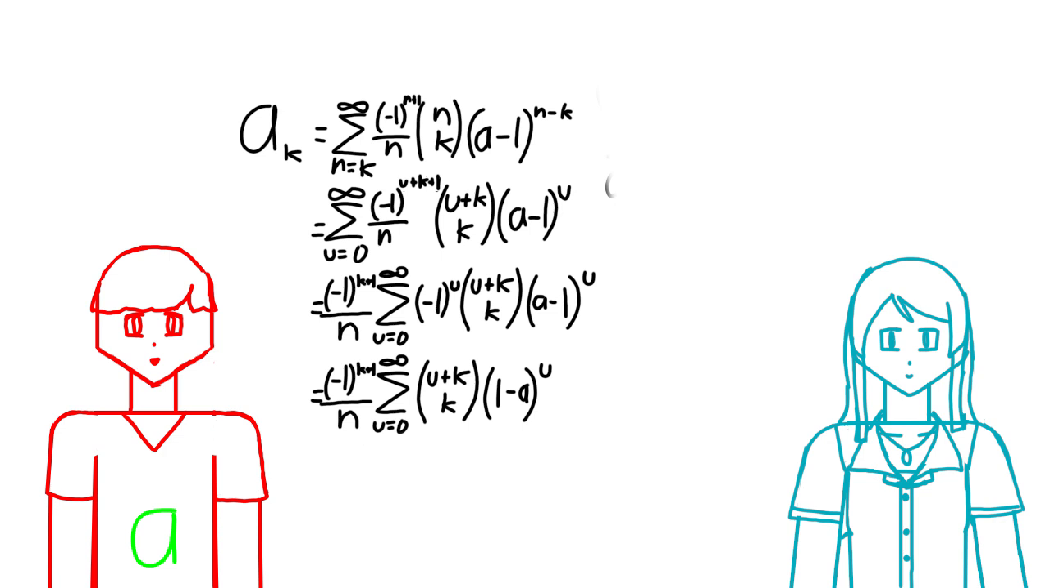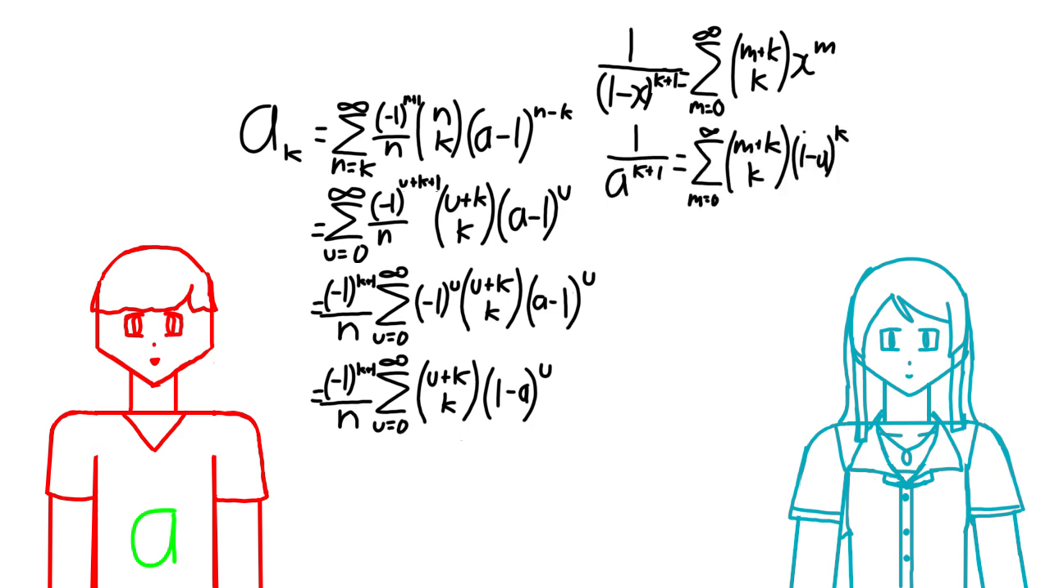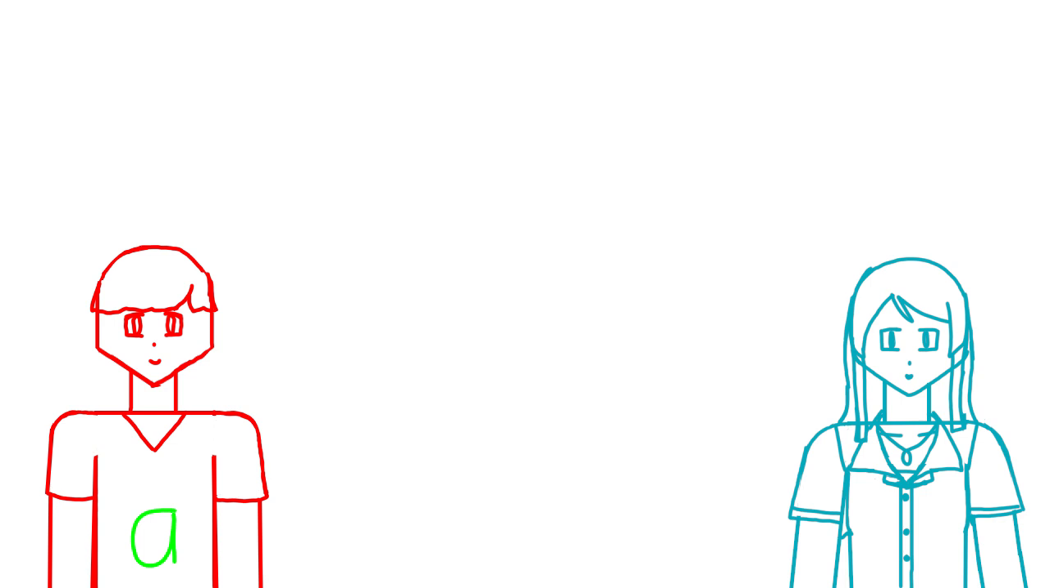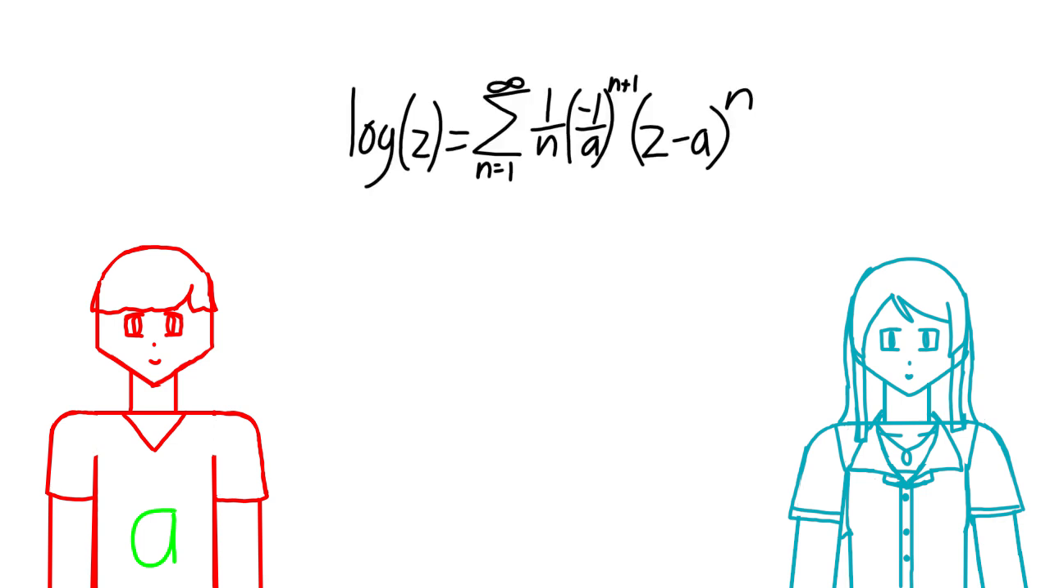Now, does this look familiar? Not really. Well, here's a little nifty formula. You can figure it out yourself by differentiating the geometric series. Substituting x for 1 minus a, we get that this part is just equal to 1 over a to the k plus 1. So that's the coefficient for the extension for the log function. So this must be our completed formula.